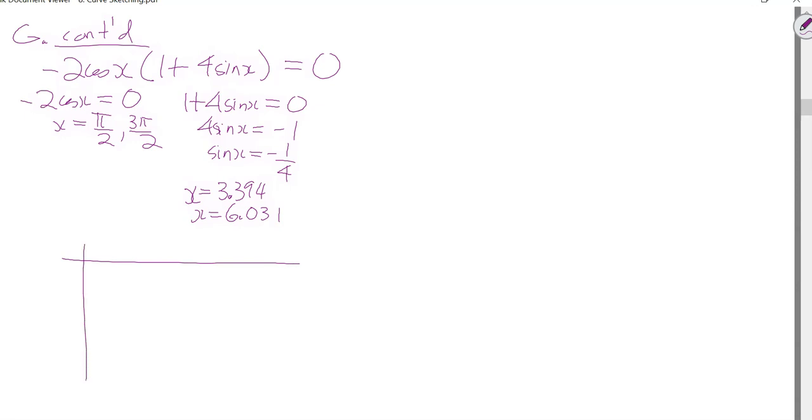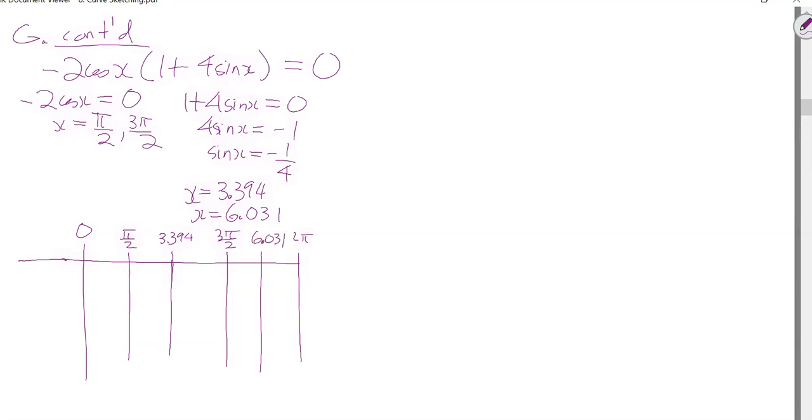Okay, what do we got? We got 0, we got π/2. We got 3.39, so that's just a smidge over π, so that's probably going to come next. Then 3π/2 is what? 9 divided by, that's like 4 something, right? So that'll come next. And 2π, which is 6.28, and so 6.031 comes there.